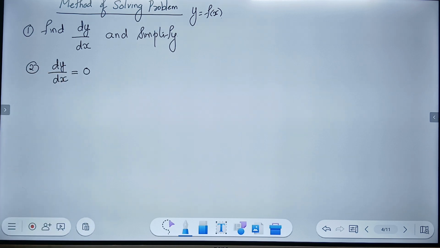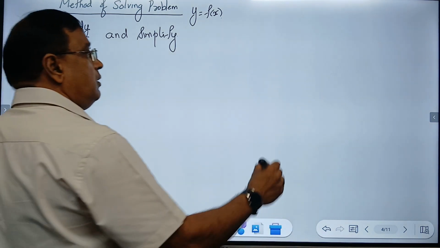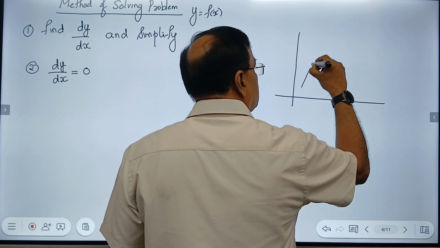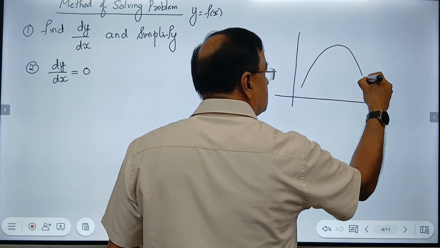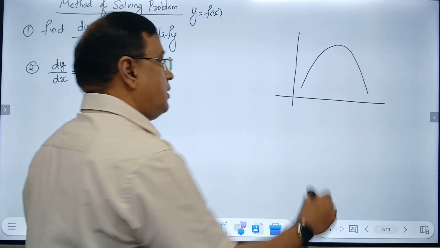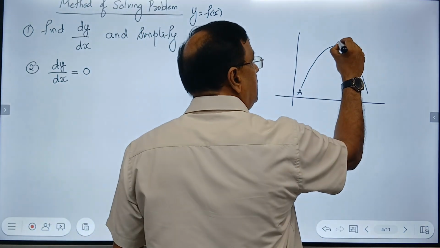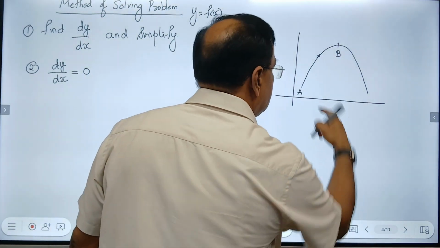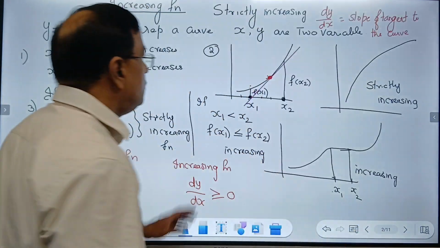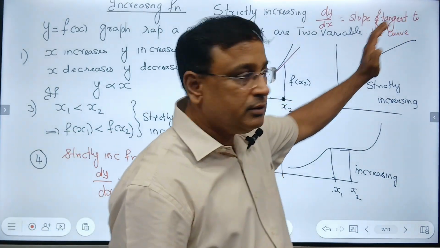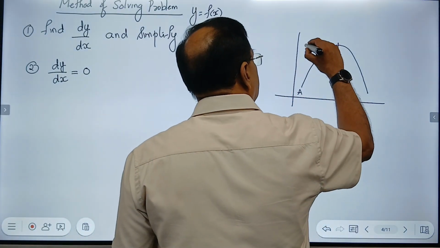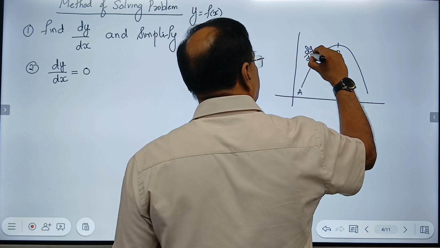You find dy by dx as 0. When I put dy by dx equal to 0, for example, suppose I have a curve like this, from A to B. It looks like an increasing function, correct? From A to B, it looks like an increasing function. When it is increasing, definitely here my dy by dx is positive, correct?